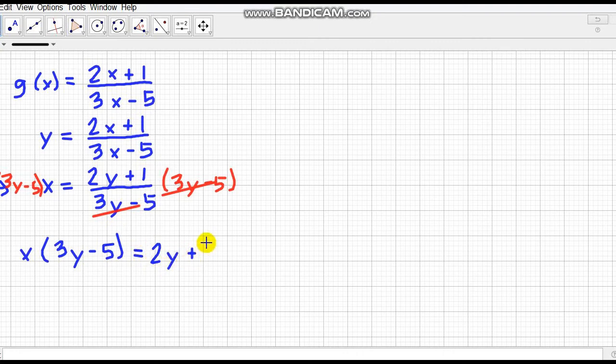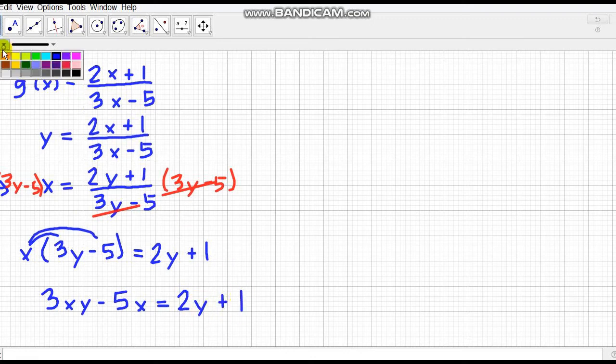Our goal here is to get the y to either the left or the right side. Earlier, we put the y to the right side, but this time, let's try putting the y on the left side. So we have an x here. We distribute the x to the binomial. What we're going to get is 3xy minus 5x is equal to 2y plus 1. Now, this term has a value of y, so we put it on the left side. And this term doesn't have a y, so we put it on the right side.